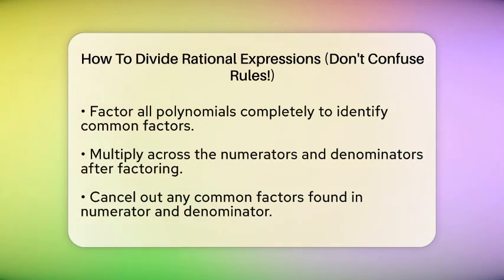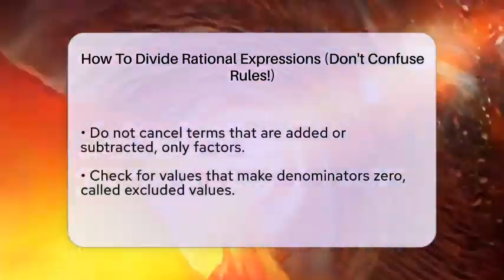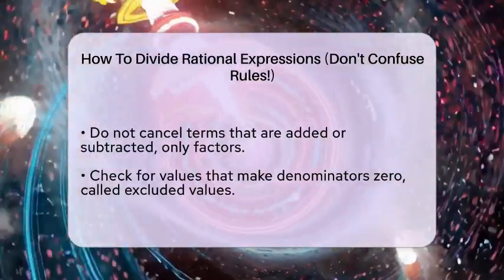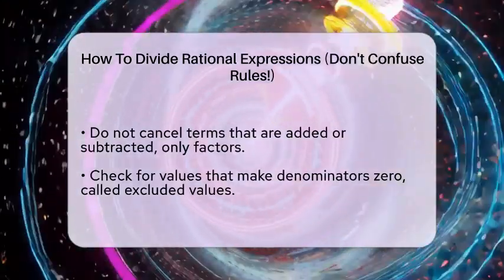Now look for any common factors in the numerator and denominator. If you find any, cancel them out. For example, if both numerator and denominator have a factor of x minus 3, you can remove that from both. Remember, only cancel factors, not terms that are added or subtracted.